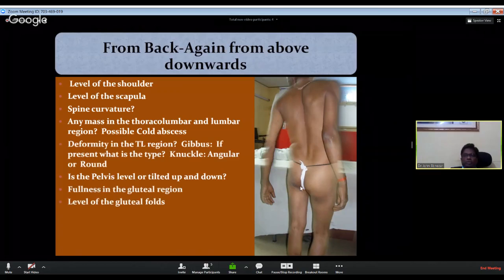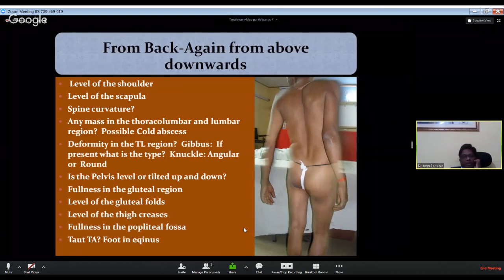And then the level of the gluteal folds, and the level of the thigh creases to be looked into. Fullness in the popliteal fossa. And then a taut tendo Achilles, that is, fixed equinus. So these are the things we should look at from the back, and train yourself in such a way that we don't miss anything. If you follow a methodical examination from top to bottom, it is unlikely that you will miss any points.